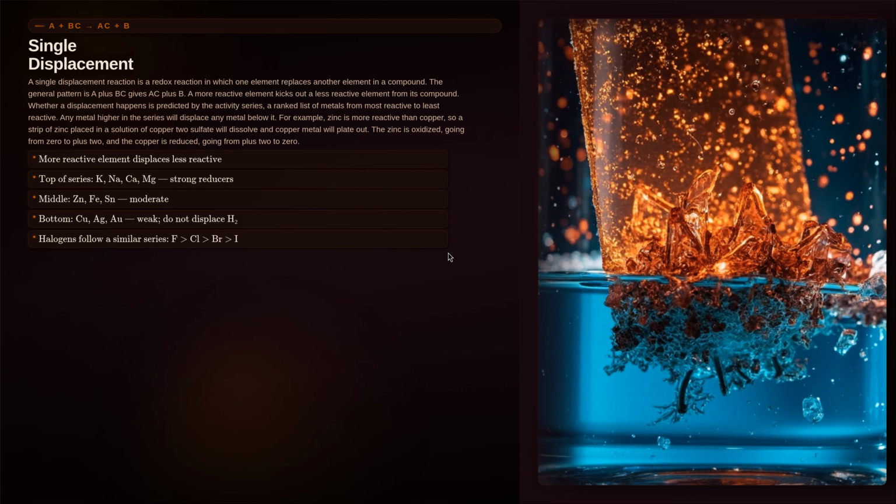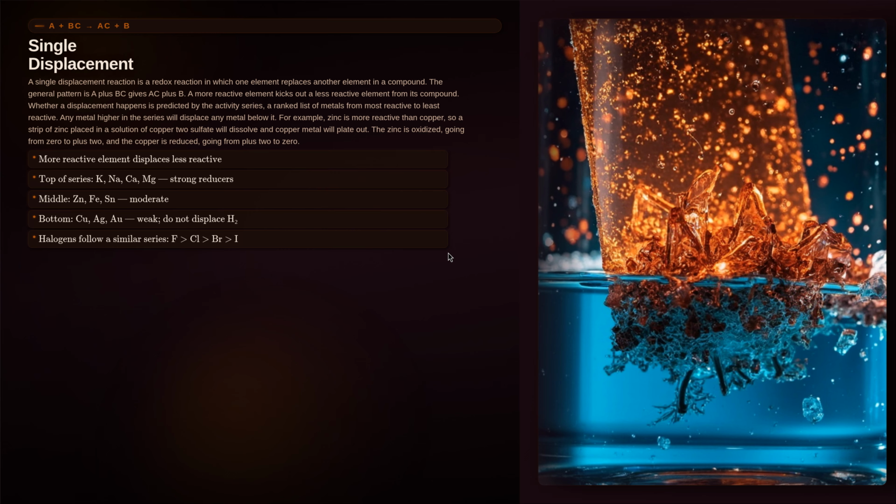For example, zinc is more reactive than copper, so a strip of zinc placed in a solution of copper 2 sulfate will dissolve, and copper metal will plate out on the strip. The zinc is oxidized, going from 0 to +2, and the copper is reduced, going from +2 to 0. Hydrogen can also be displaced from acids by metals that are more reactive than hydrogen, like magnesium, zinc, and iron, but not by copper, silver, or gold.